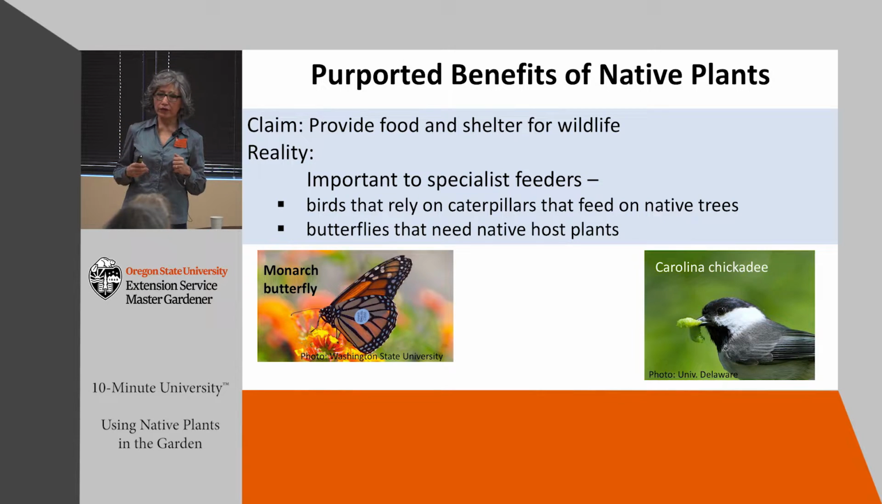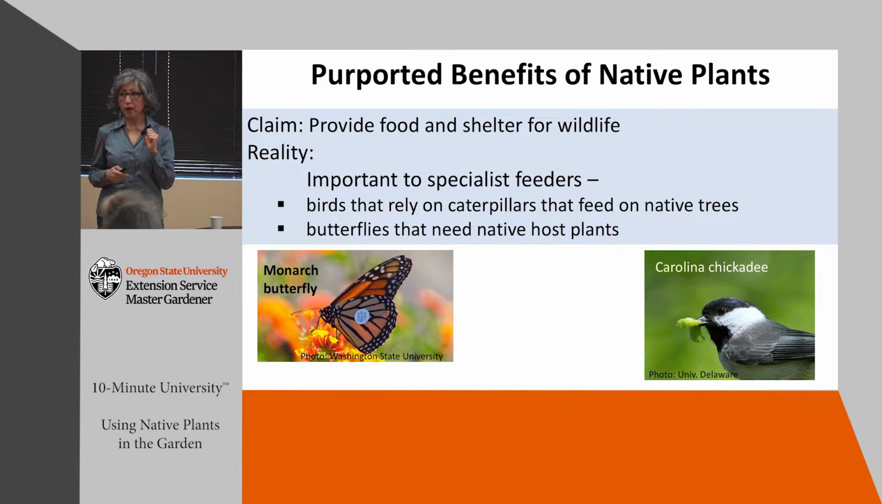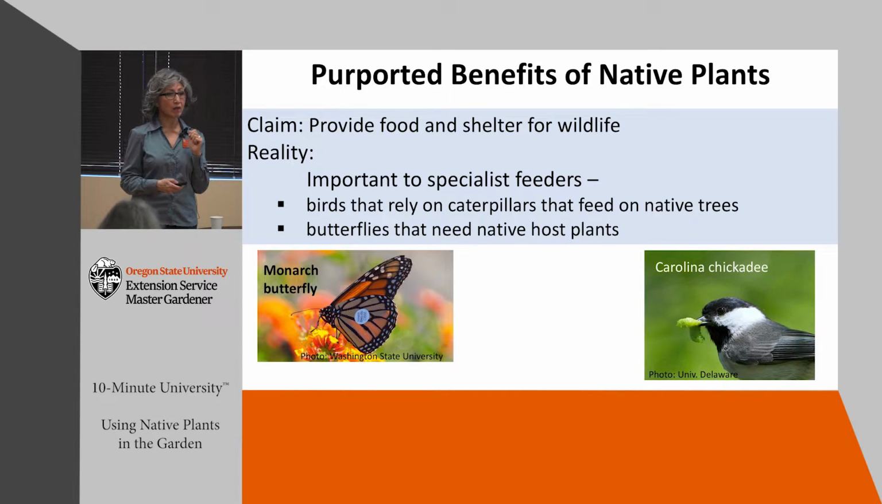You also would have heard the claims that native plants benefit a lot of wildlife. That's true for some species. The probably most famous example is the Carolina chickadee, a bird that relies on the caterpillars that feed on native trees. And the caterpillars provide the protein to sustain the chicks during breeding time. And we all know about the monarch butterflies and their reliance on milkweed to complete their life cycle.